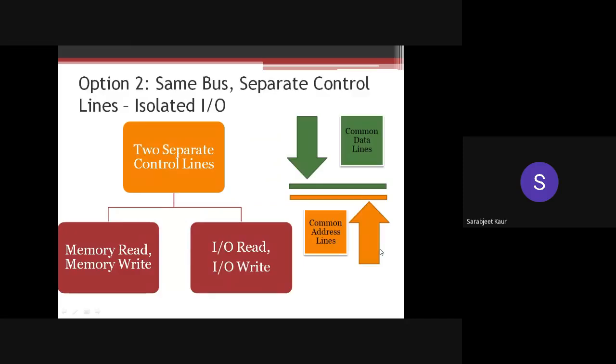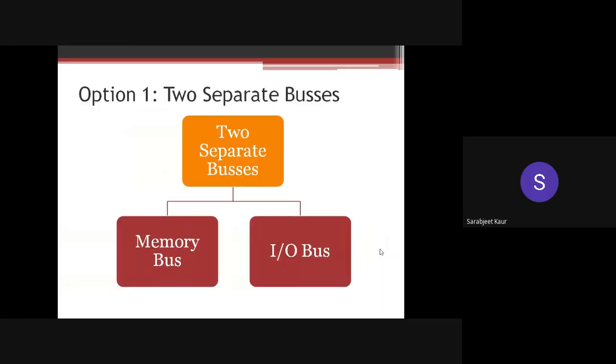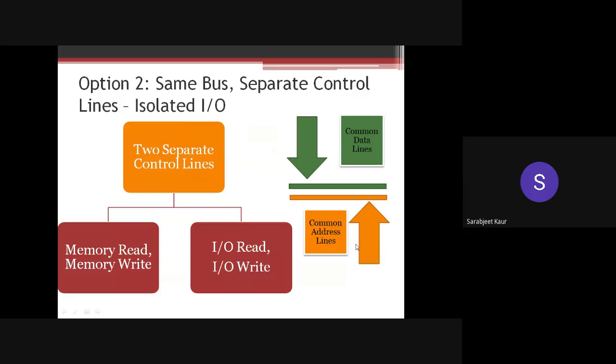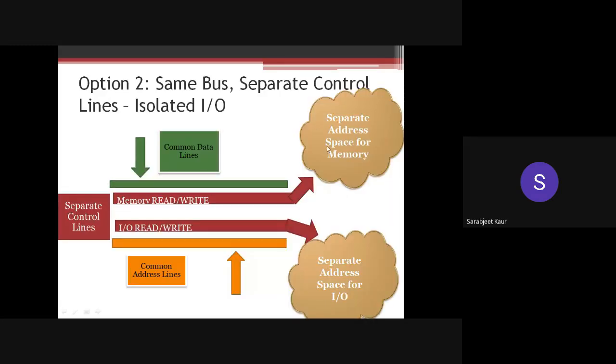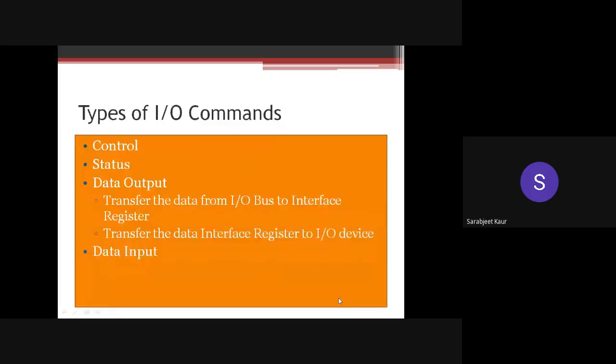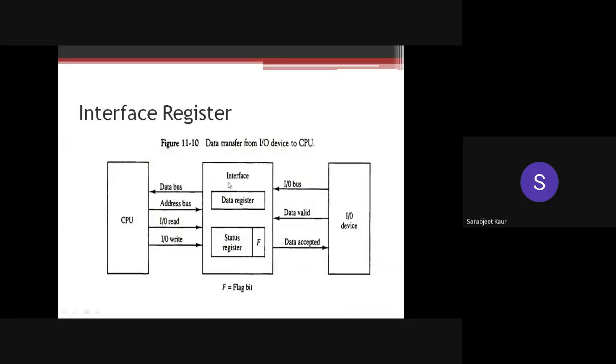Okay. Now, the second option in this regard is that we keep the same data lines and address lines, but we use two separate control lines. Now, what happens in this case is that there is a separate address space for the memory and there is a separate address space for IO. Now, what do I mean by this? See, the IO devices also need space to store their data.